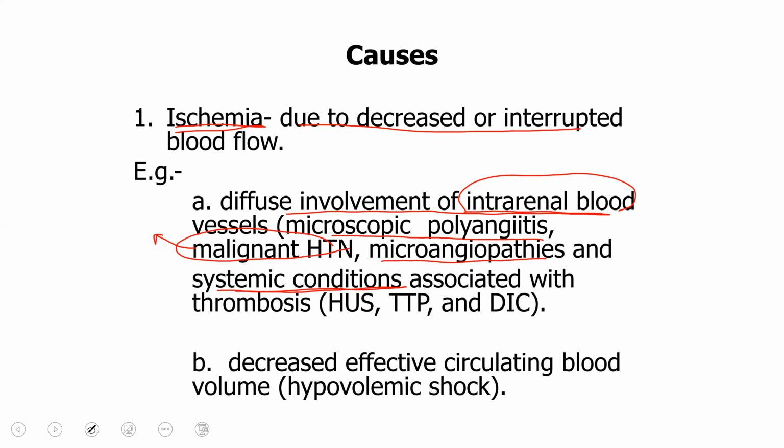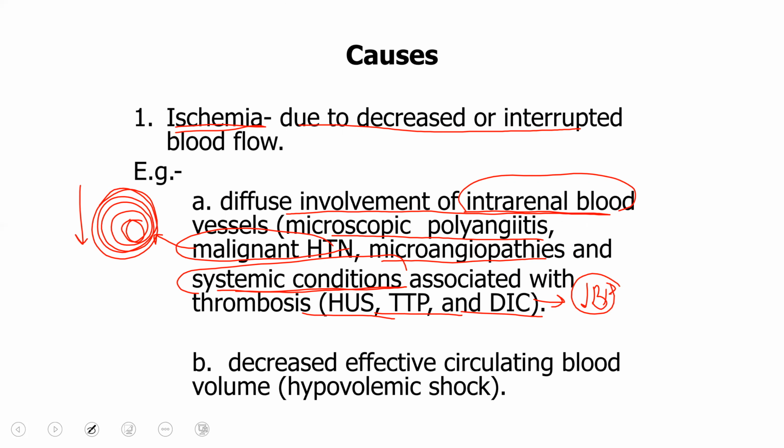because in malignant hypertension there will be deposition of proteins in an onion skin like fashion, and that will result in a decrease in the lumen of the arteriole, which will manifest with decreased blood flow. Even in case of systemic conditions like hemolytic uremic syndrome, TTP, and even DIC, that will manifest with decrease in the renal blood flow, and that will also result in ischemia.